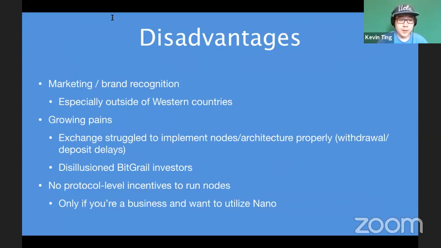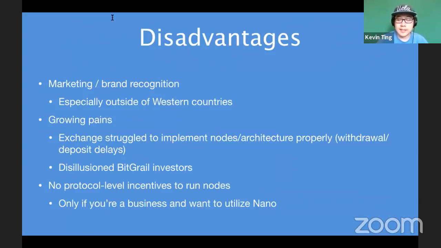Also, in terms of the big grail fiascos, some investors have become disillusioned with Nano, not at the fault of the team, but regardless, they bought in during the hype and then lost their funds. At least some of them did. And so that has potentially made some of them disillusioned and not want to explore Nano or give it a second chance. Also, in terms of incentives to run nodes, right? There's no mining, there's no block rewards or anything. So there are no protocol-level incentives built in to run nodes.